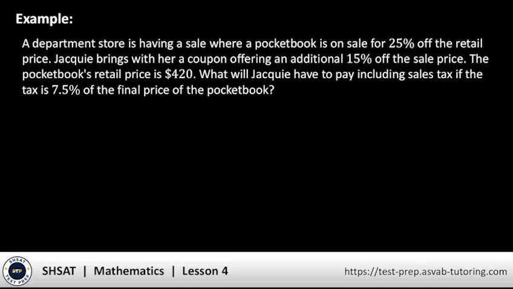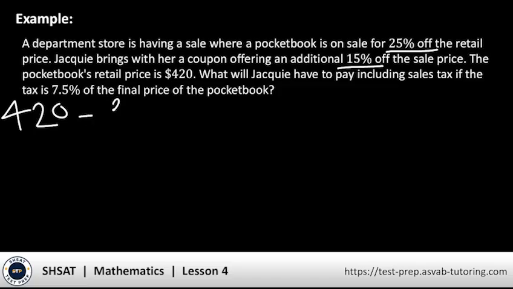A department store is having a sale where a pocketbook is on sale for 25% off the retail price. So of course that means there's a discount. Jackie brings with her a coupon offering an additional 15% off the sale price. Another discount. The pocketbook's retail price is $420. So it was $420 to begin with. From the $420, there are two discounts that are happening. Then what will Jackie have to pay including sales tax if the tax is 7.5% of the final price of the pocketbook? First of all, from the initial $420, let's do 25% off.